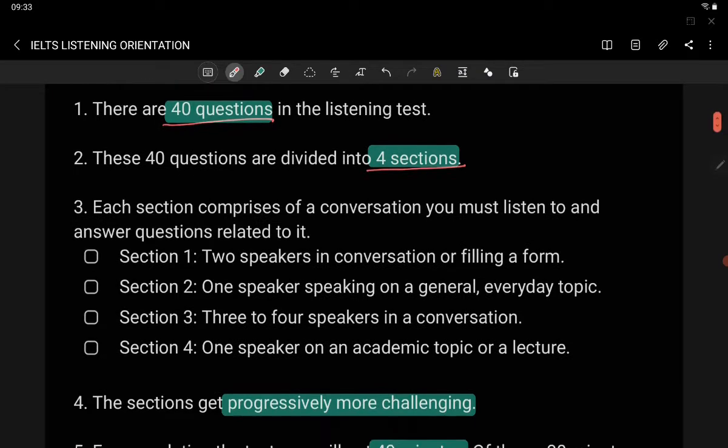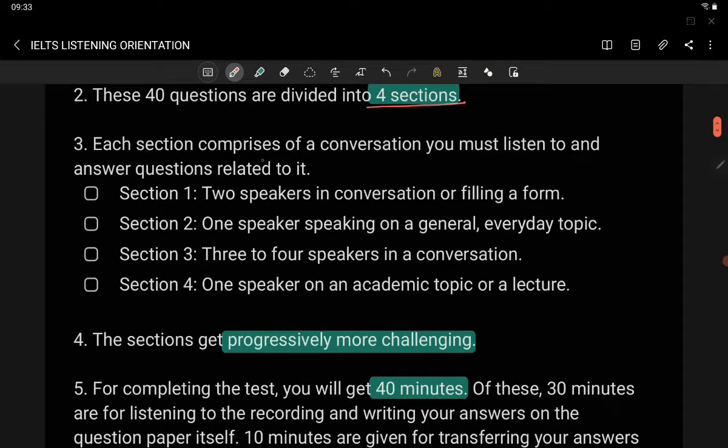All right. So each section comprises of a conversation you must listen to, and you will answer the questions related to it. Section 1 will be two speakers in conversation or filling a form. So you will hear two voices. Generally, it could be one person is filling the form and taking instructions from the other person, or it could be two people talking. Okay, so generally in section 1, it's one of the easier sections. You will get two speakers in a conversation.